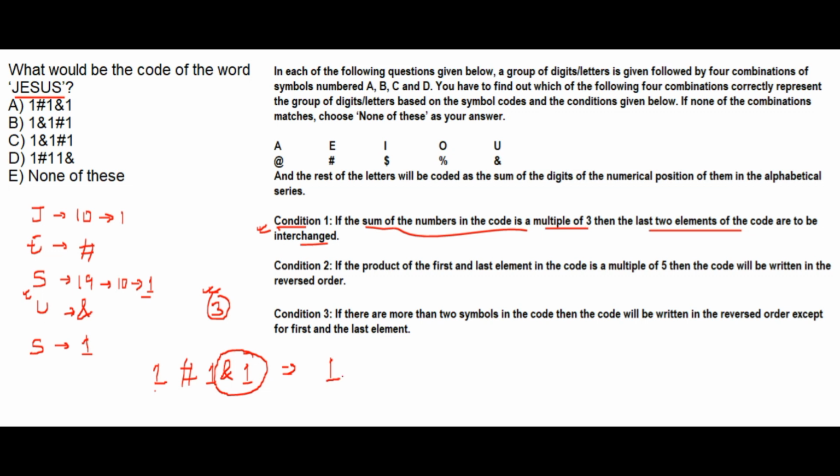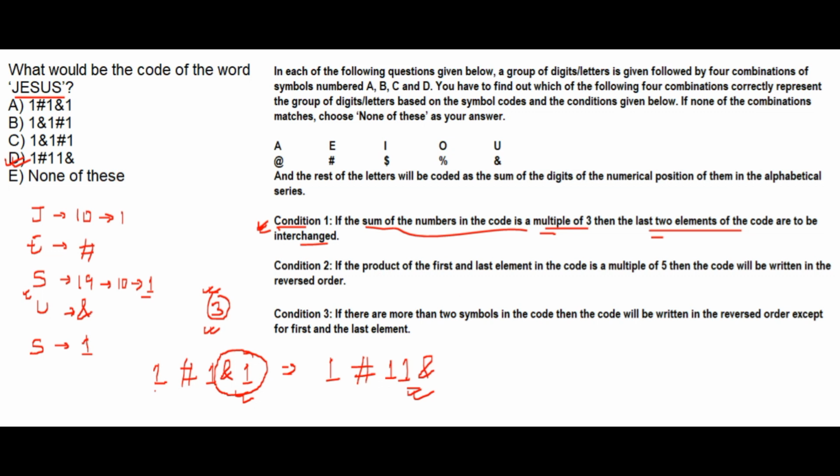So what will be the code? 1 hash, again 1, now 1 and ampersand, that will be the code. Okay, why? Because the sum of all the numbers is coming to 3, which is a multiple of 3, and condition 1 says that if the sum of the numbers in the code is a multiple of 3, then the last 2 elements will be interchanged. So we are going to interchange the last 2 elements of the code. So the final answer will be this. See which option will be correct. Okay, so I see that option D will be the correct answer.